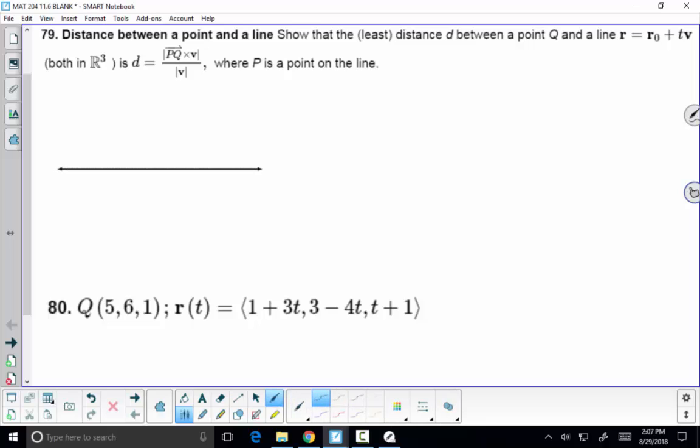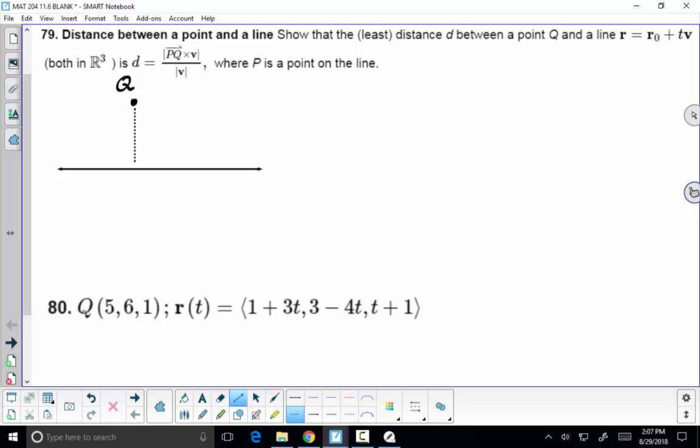So we have a line, and we're going to have a point that's not on the line. Where P is on the line, here Q is not on the line. So that's our situation. We want that shortest distance, that dotted line distance right there, the perpendicular distance.